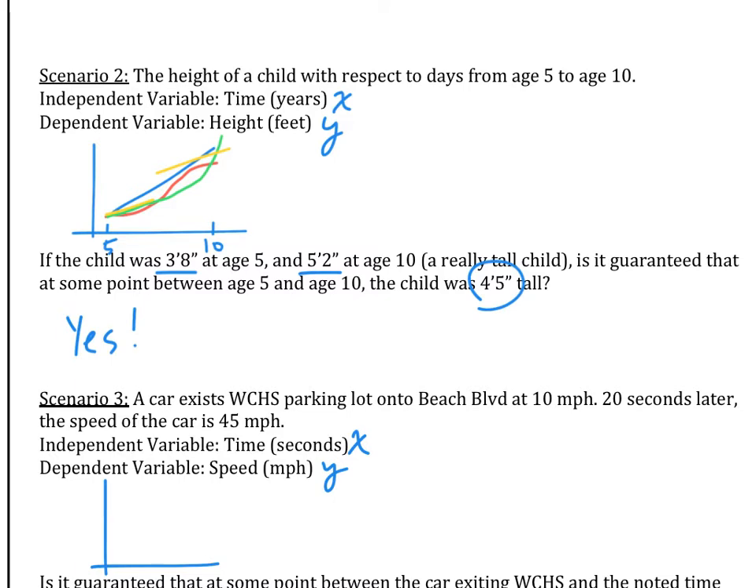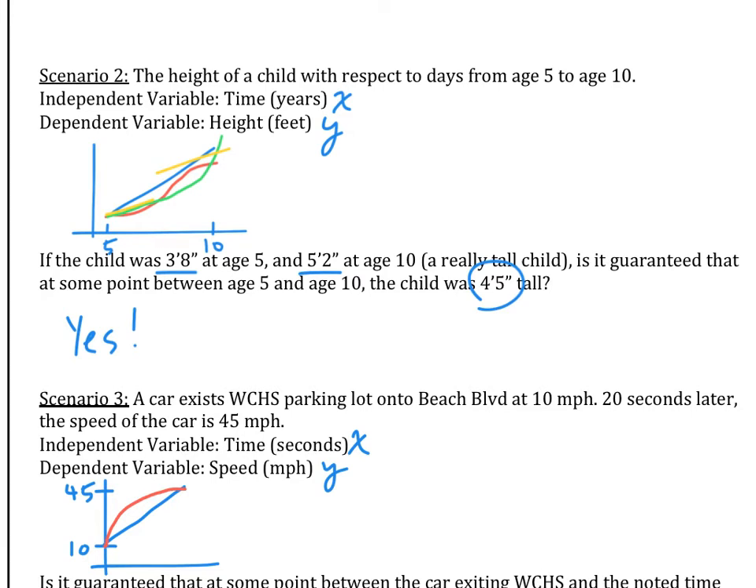He exited at 10 miles per hour. 20 seconds later, this is at 45 miles per hour. So this person exited at 10 miles per hour and then ended at 45 miles per hour in 20 seconds. So you probably would draw something like maybe this. He just accelerated at the same acceleration. Or maybe this person sped up really fast and then slowed down to 45.